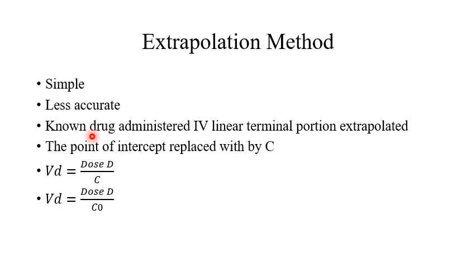So the maximum drug concentration is determined after the distribution equilibrium has been achieved and before the excretion has begun. We can obtain it by extrapolating the linear terminal portion of the plasma drug concentration curve, that is basically the elimination phase, to the y-axis, and the point where this curve meets the y-axis is the zero concentration, or C naught. So in the equation that we studied in the previous slide, we will replace C with C naught, which means the concentration of the drug present at zero time interval.